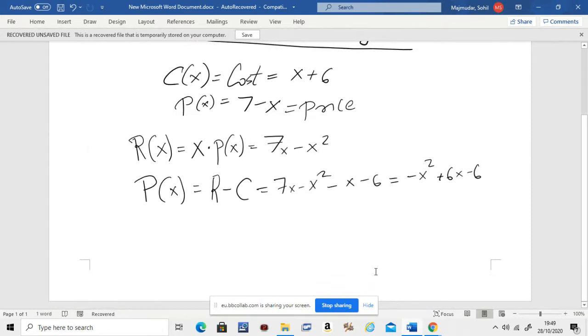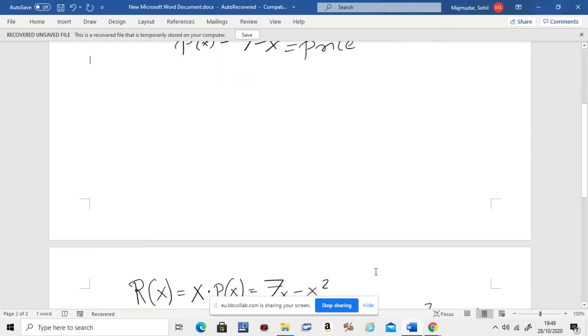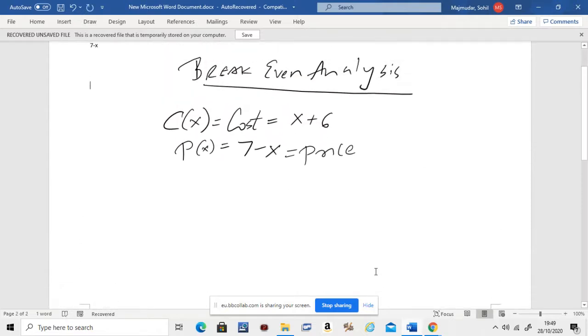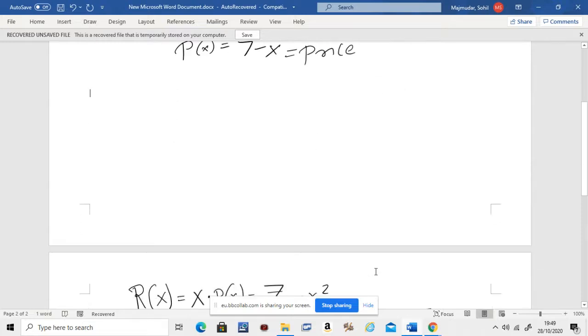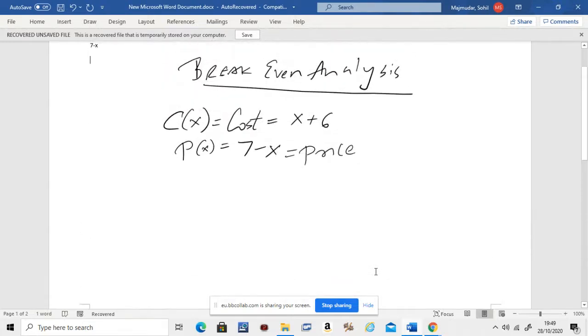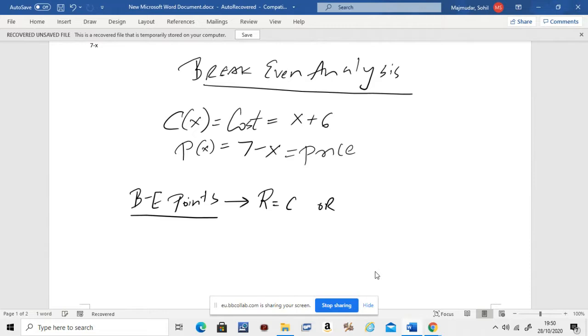Okay, the next question now is find break-even points. What does that mean by break-even points? Break-even points is where your revenue is equal to cost, or the profit function is equal to 0. So we'll do it this way.